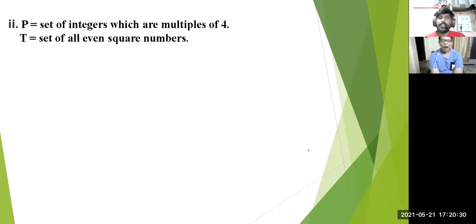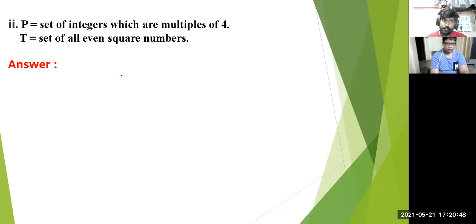Okay, so set P, same thing we have to do. P and T are given. You have to decide your universal set. Firstly, how will set P look like? What will be in P? P is the set of integers which are multiples of 4.